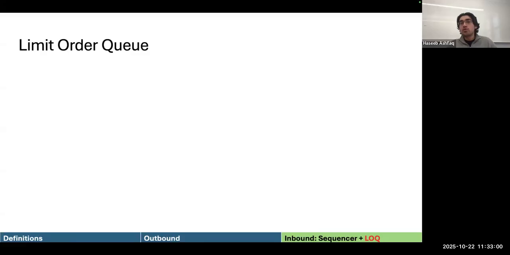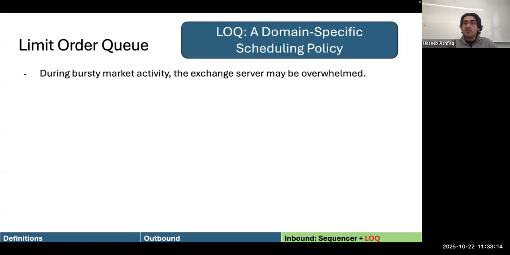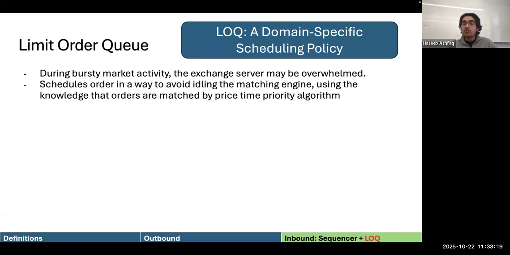So there we have a limit order queue. This is a scheduling policy which helps tolerate bursts of orders from a large number of traders. During bursty market activity, the exchange server may be overwhelmed. And there we have a LOQ, a limit order queue, a domain-specific scheduling policy. It schedules orders in a way to avoid idling the matching engine. The matching engine is in the exchange server, and this is the one which decides which orders should be matched with what other orders. And it uses the knowledge that the orders are matched by some specific priority algorithm.